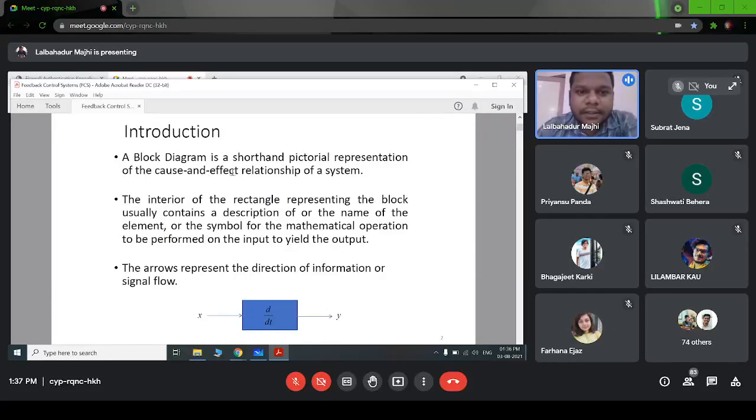representation of the cause and effect relationship of a system. Or you can say it is a pictorial representation of an input and output relationship of a system.